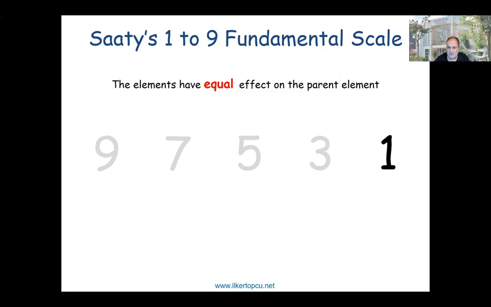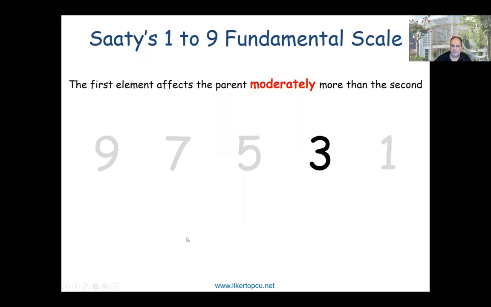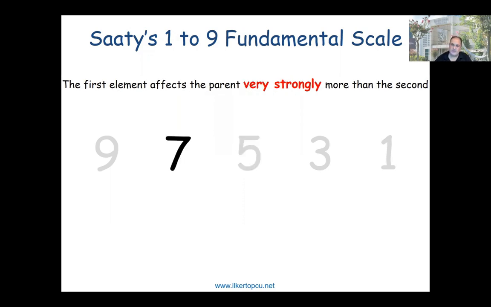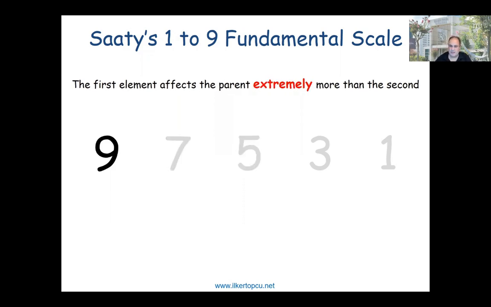If two elements have equal effect on the parent element, on the 1 to 9 scale, of course, we select 1. If the first element affects the parent element moderately more than the second one does, we select 3. If this is strongly more, we select 5. If it is very strongly more, we select 7. If it is extremely more, we select 9.